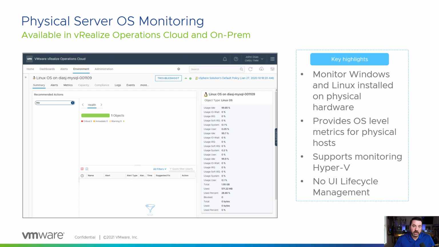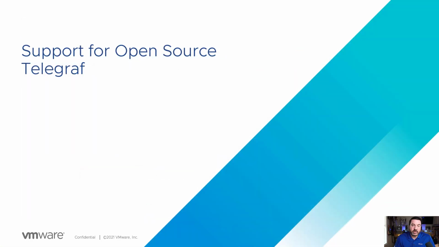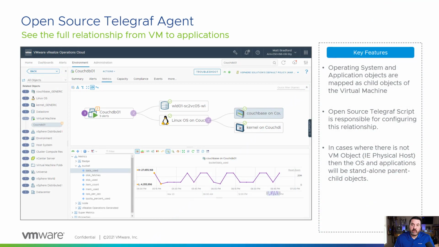But again, for other applications, we need to look at other approaches such as the open source Telegraf Agent, for example. And speaking of the open source Telegraf Agent, let's get into that right now. So once the open source Telegraf Agent is installed on your virtual machines, it looks just like the vRealize Operations Telegraf Agent. We've got the virtual machine, we've got the OS, which is a child of the VM, and then of course we have the applications, which are child objects of the OS.